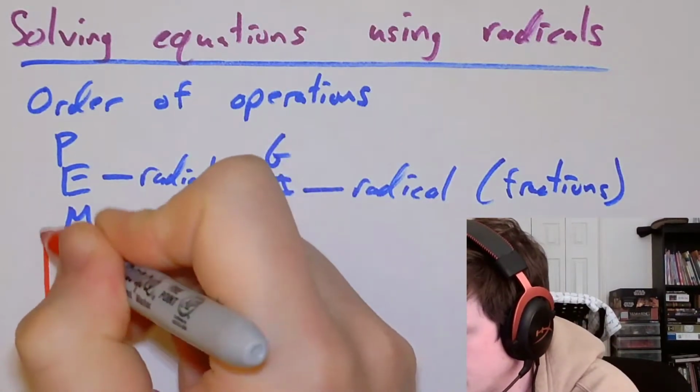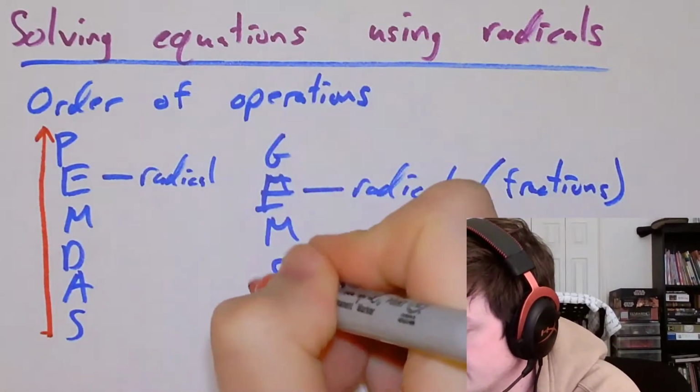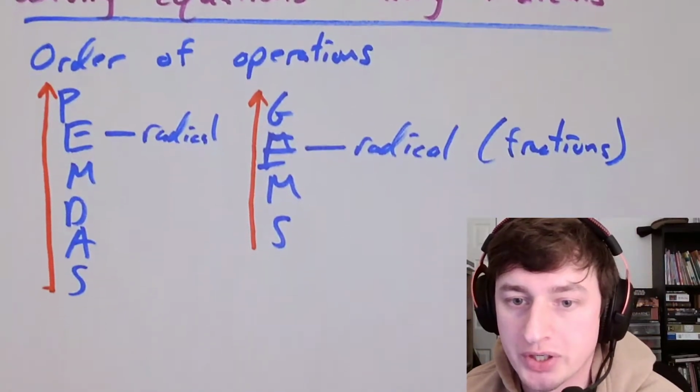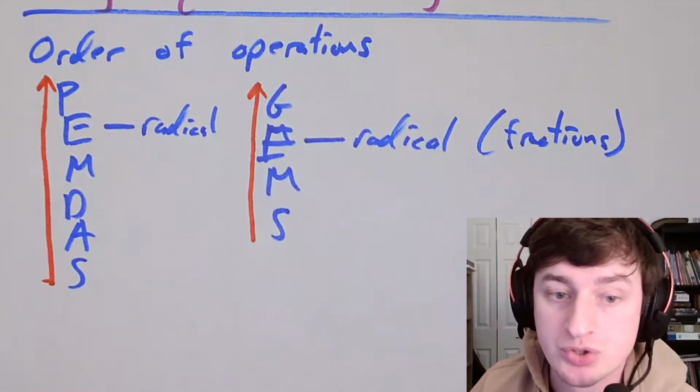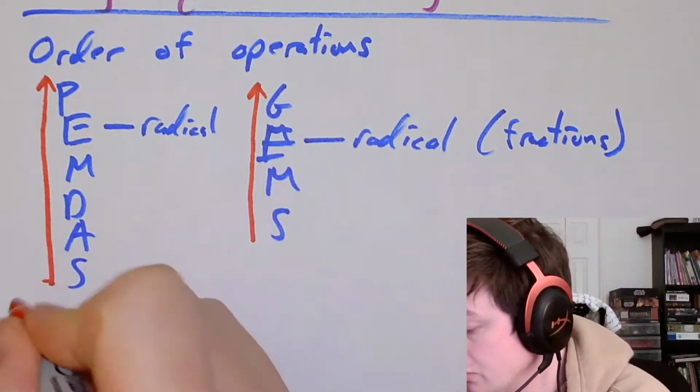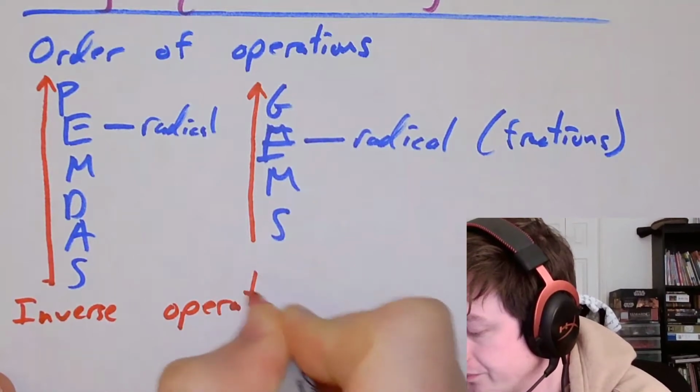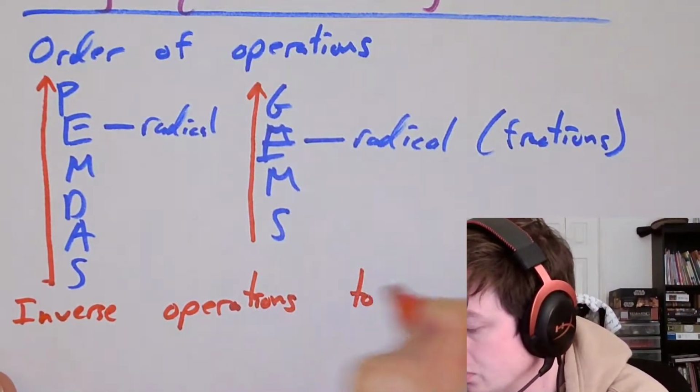Okay, and we're going to work up the order of operations. We're doing inverse operations, and so we're doing the inverse of the order here, right? We're not simplifying, we're solving, and so we do inverse operations to solve.